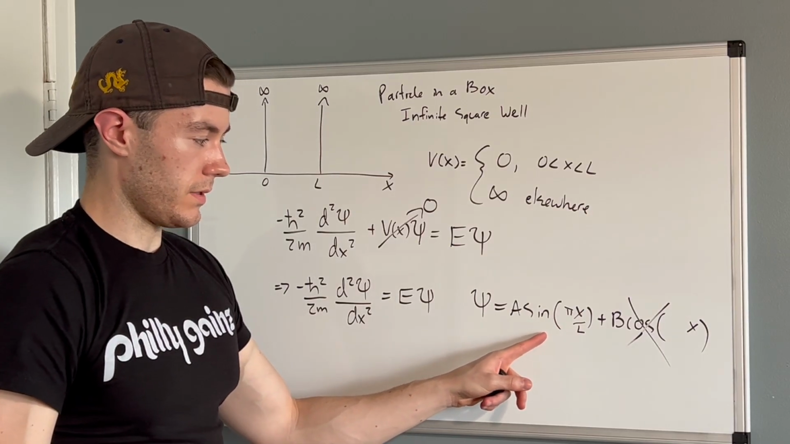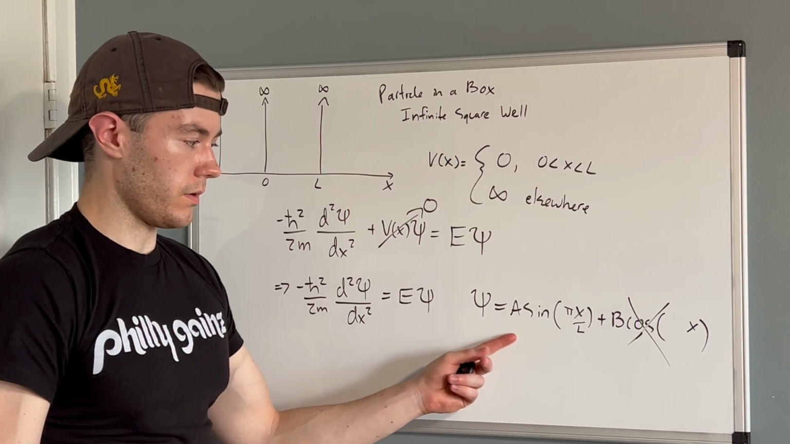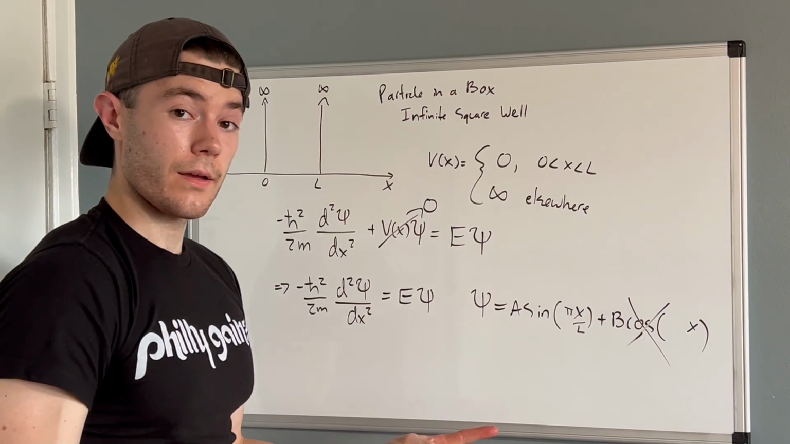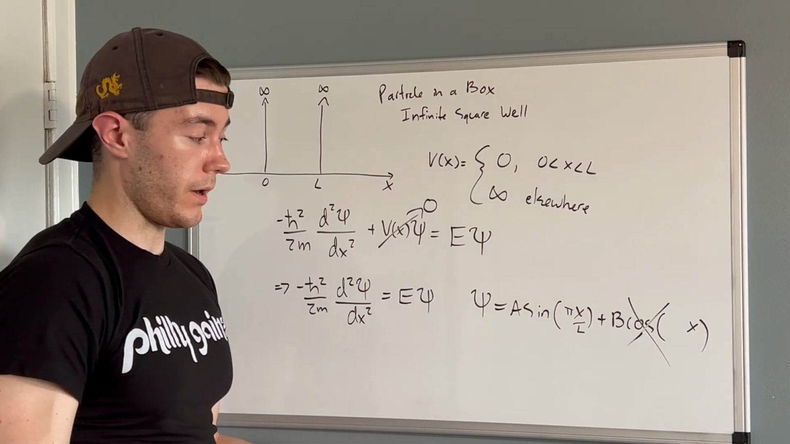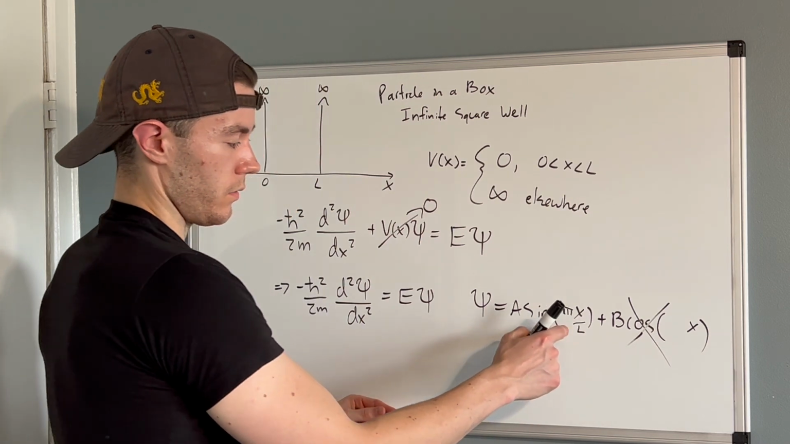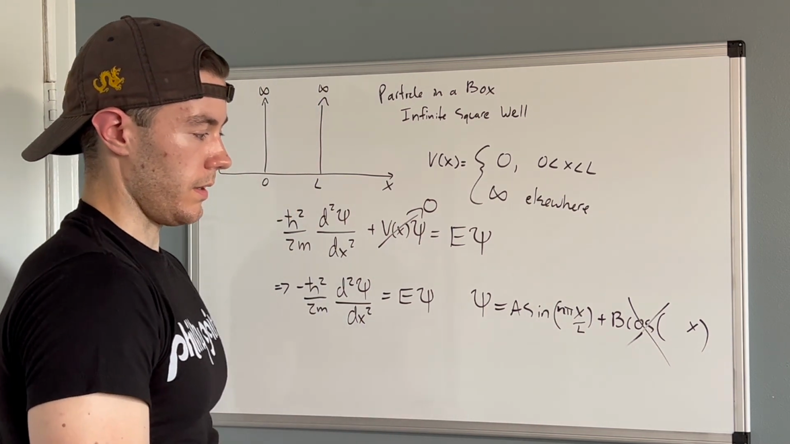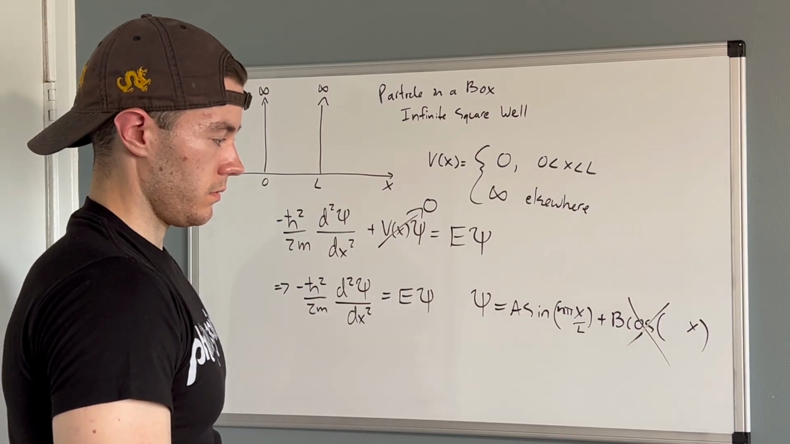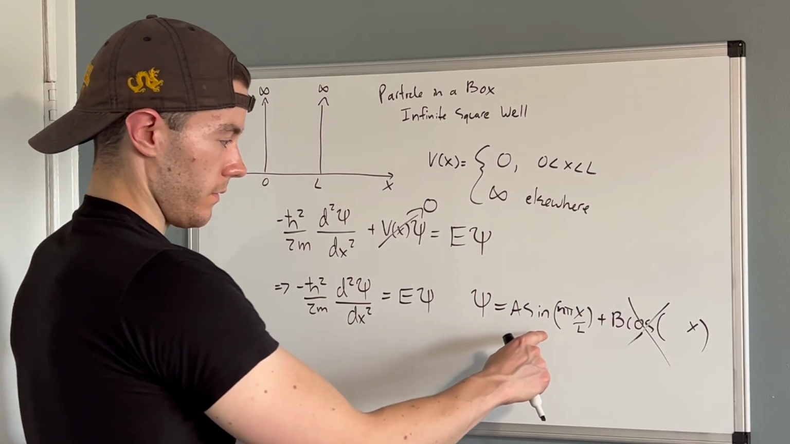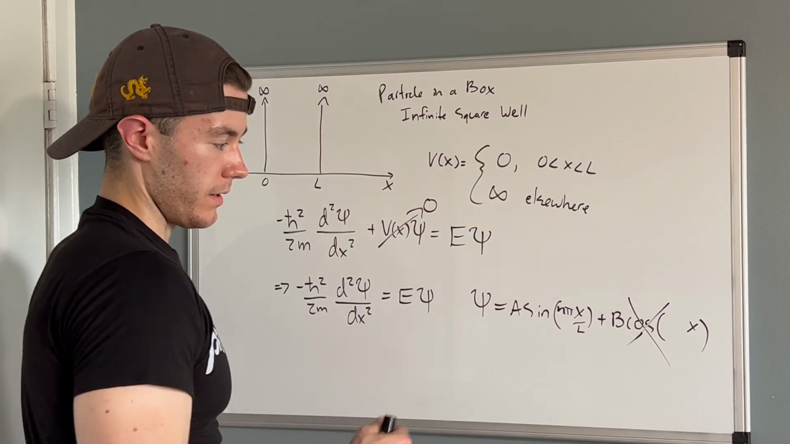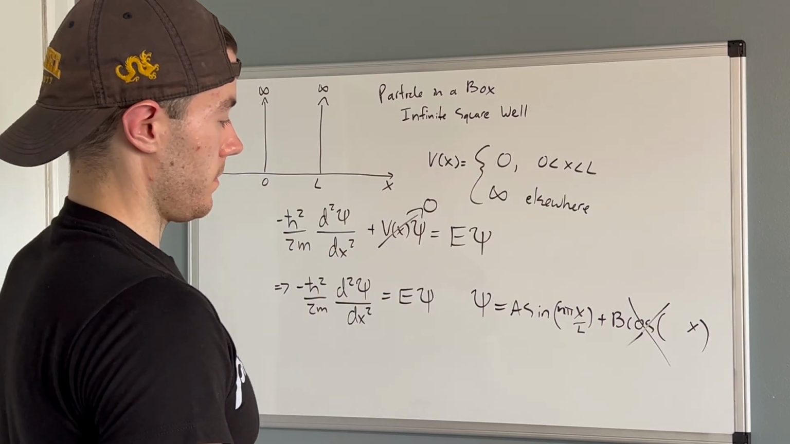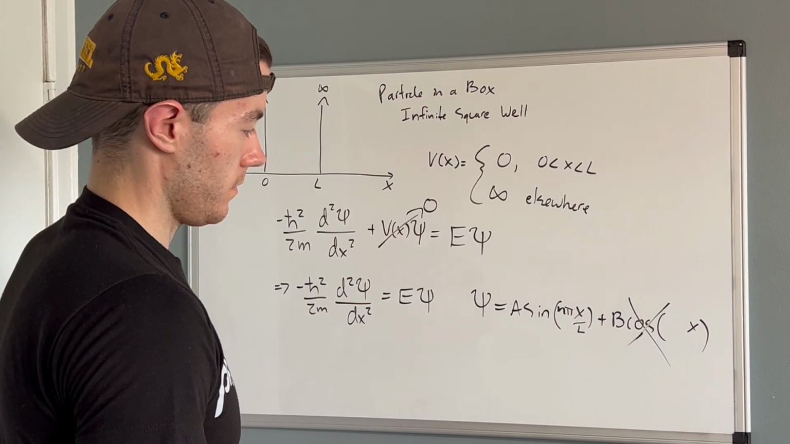0 pi, sine of 0 pi is sine of 0, makes psi 0. And sine of 1 pi is also 0, it makes psi 0. Sine of 2 pi is also 0, 3 pi, any integer number of pi actually. So n pi x over L, if we plug in L, then at the boundary condition, psi is still good. So the argument of the sine function is n pi x over L. Any integer number of pi's will do the trick.